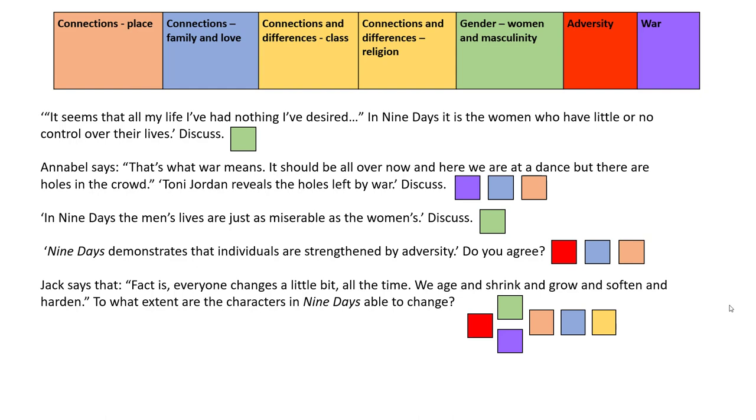So the way in which we see adversity in 9 days is people experience adversity either because they're a woman or because of the war. So two of the ways in which people experience adversity are there. So different lenses, okay? And I would look at those different lenses. How can they, through these challenges, whether it's the challenges of being a woman in a 1940s society or the challenges of a nation at war, how can they make their way through it?